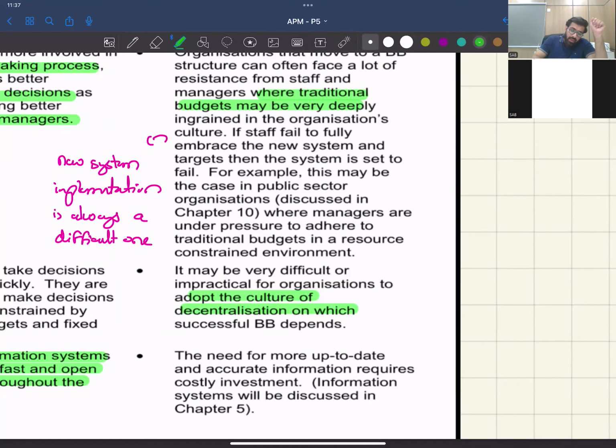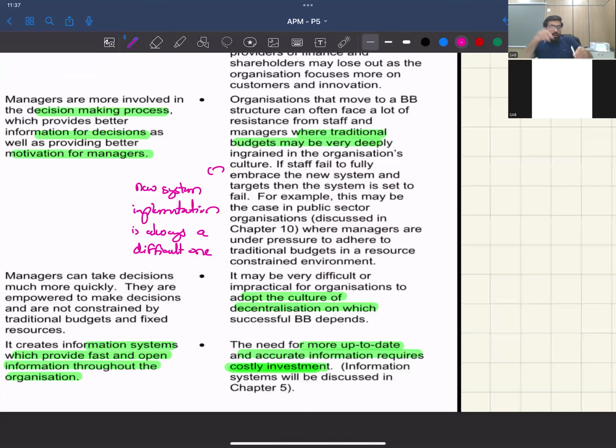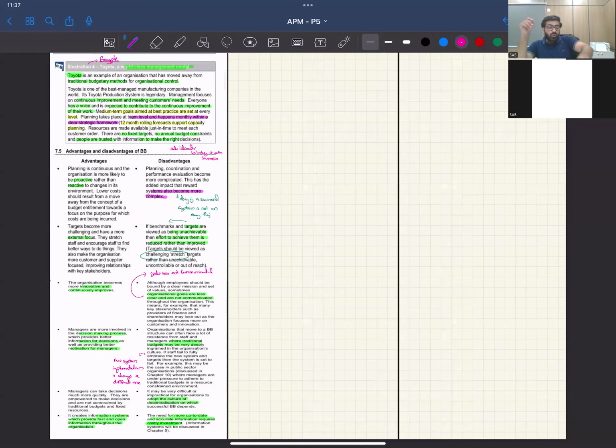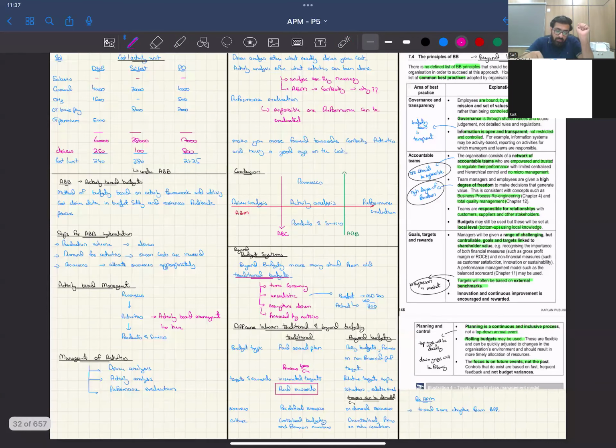And similarly, up to date, accurate information, making budgets again and again can be a costly investment, right? Keeping your information up to date is a costly investment. Guys, you don't have to remember this. You'll have a scenario in which you have to write advantages and disadvantages of beyond budgeting, and you can take that.